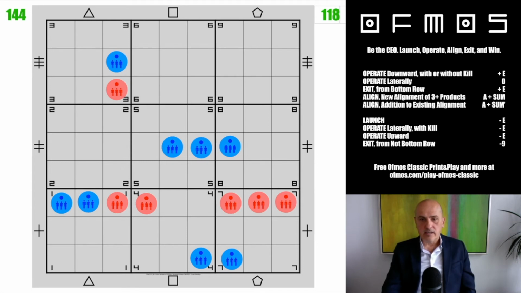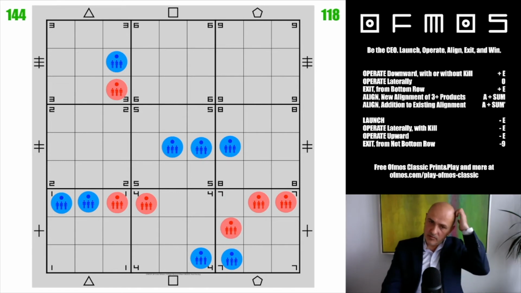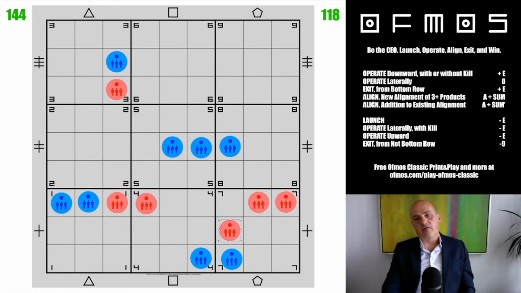Red is about to move now. So what I'm going to do, I'm going to try to also run away a little bit, move down from those pieces in the center of the board. So I'm simply opening this alignment again and making a simple downward move, which is operating the business, and basically I'm making 7. This is 144 plus 7, it's 151.